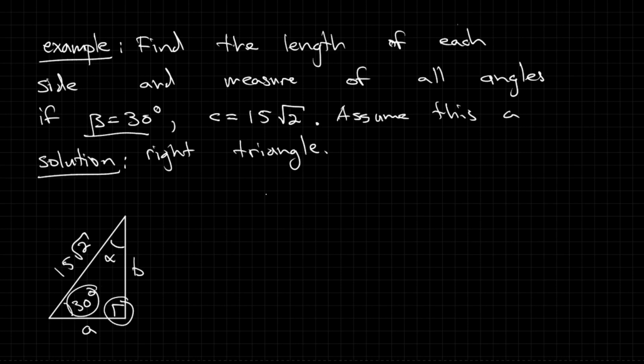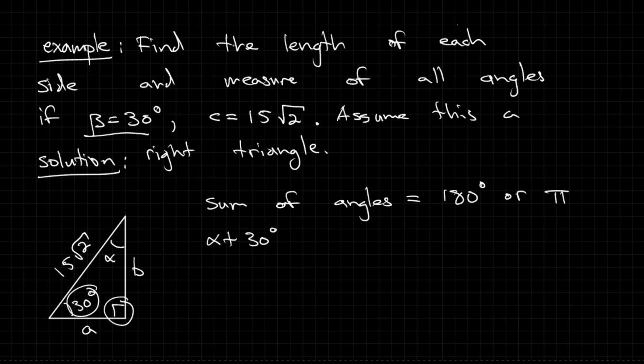Now, in any triangle at all, it doesn't even have to be a right triangle, the sum of angles is either 180 degrees or pi radians, depending on if you're working with radians or degrees. So this means that alpha plus 30 degrees plus 90 degrees has to be 180 degrees. And so if you subtract 90 and 30 degrees, you get that alpha is 60 degrees.